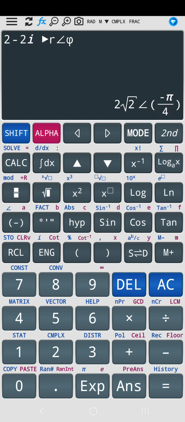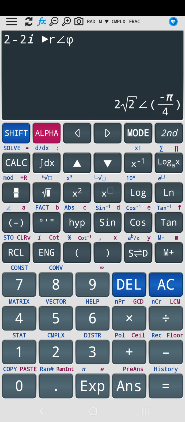So always make sure that the angle is also in radians, rather than having it in degree. So in degree I get 45 degree. In the radian mode I'll get minus pi by 4.